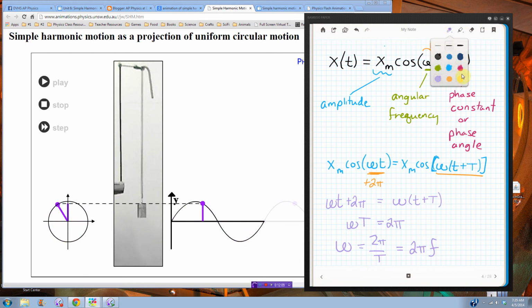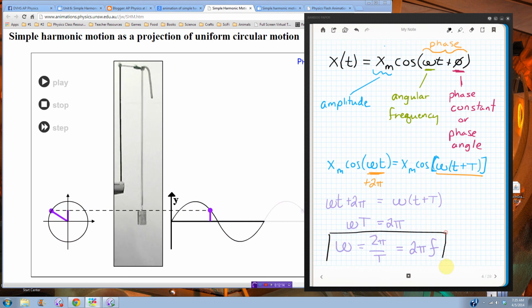Okay, this is important. Write this down, all of this. You're going to be using both. This can be very useful because it means that if you are given an equation for simple harmonic motion, you can just yank out the frequency of it by looking at what's right here in the argument for the cosine. So let's do a little example.